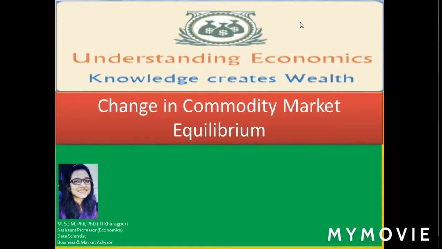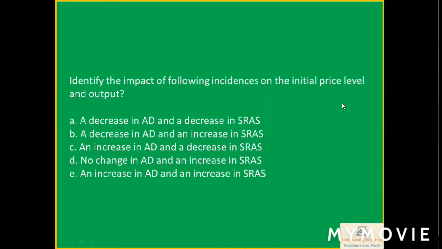So let us see in this video how the components like aggregate demand or aggregate supply, if they change, influence the equilibrium situation. That means the equilibrium price level and equilibrium output. In this case, we have considered 5 scenarios, and in all 5 cases, we would like to see how the initial price level and output have changed.